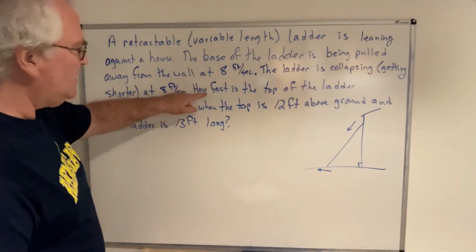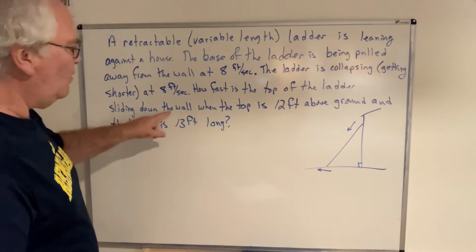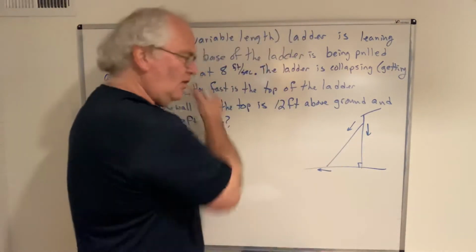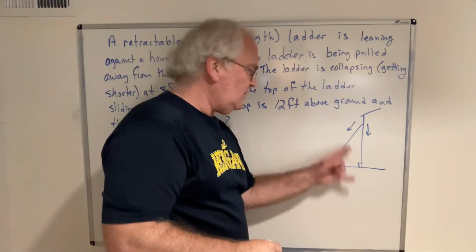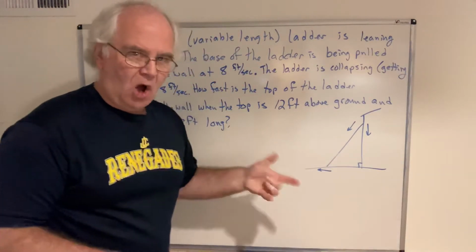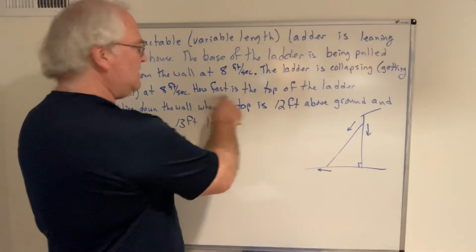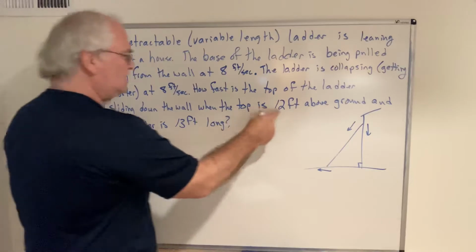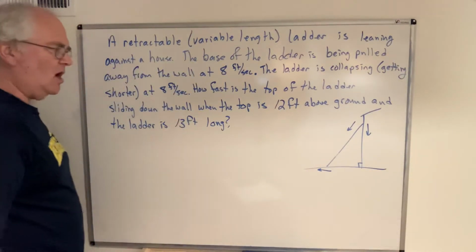How fast is the top of the ladder sliding down the wall? So this is also moving. All three pieces are now moving. This is a variable length, this is a variable length, and now this is a variable length. We need all three of those represented by a variable. How fast is the top of the ladder sliding down the wall when the top is 12 feet above ground and the ladder is 13 feet long?